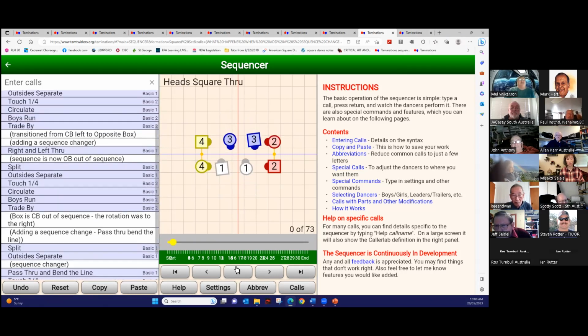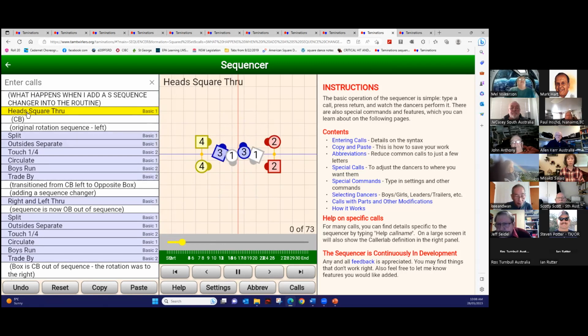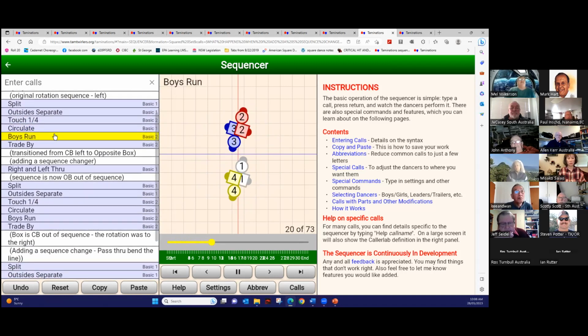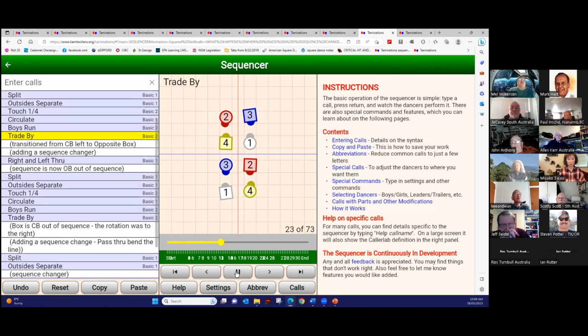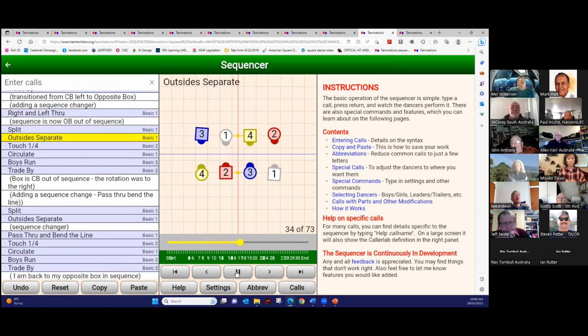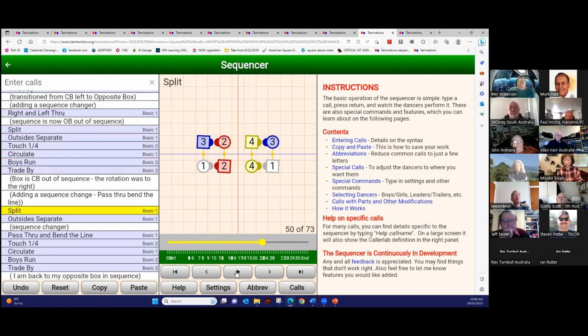And then, whoops, sorry. If I do that again, so here's my first corner box. My original rotation should take me to an opposite lady box, which it does right there. I do a right and left through. That's a sequence changer. By repeating that left-hand rotation, because I'm out of sequence, it's now going to rotate me right. And it takes me back to that corner box out of sequence. If I add another sequence changer, and this time I'm adding the sequence changer in the middle of the routine when I'm in lines, pass through, bend the line is a sequence changer.